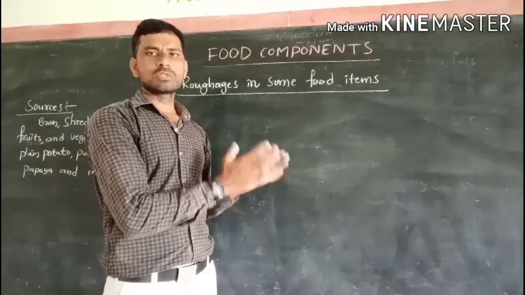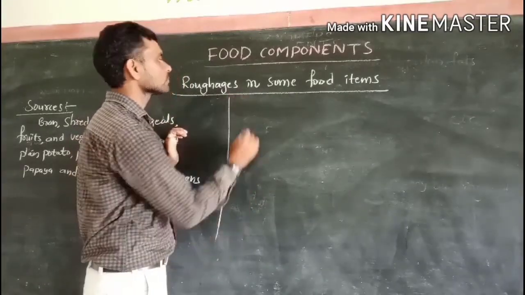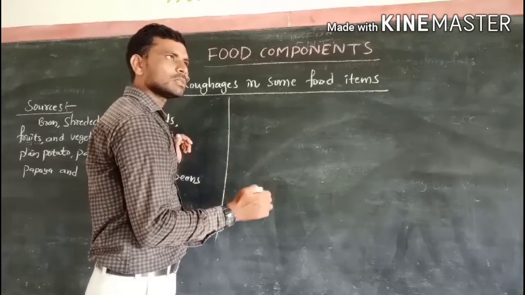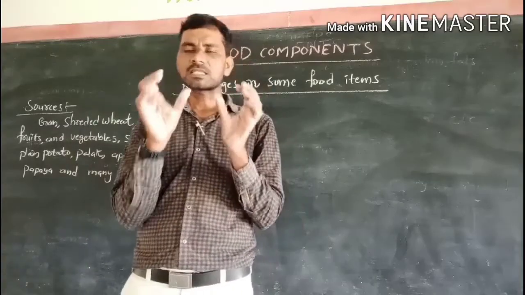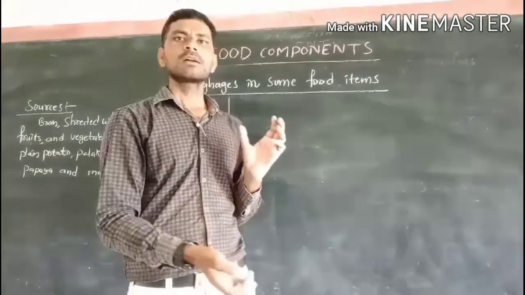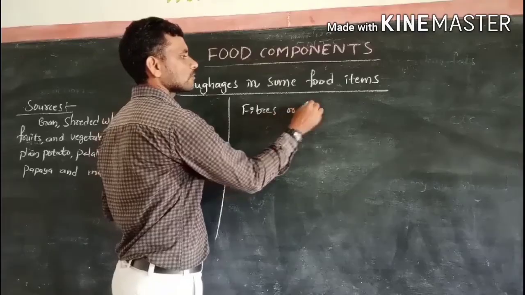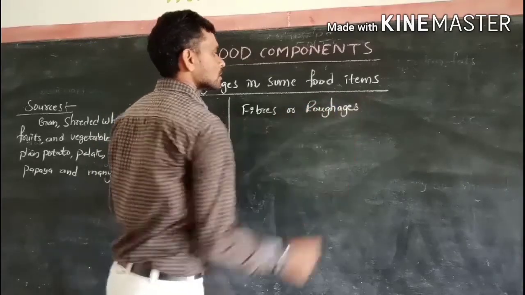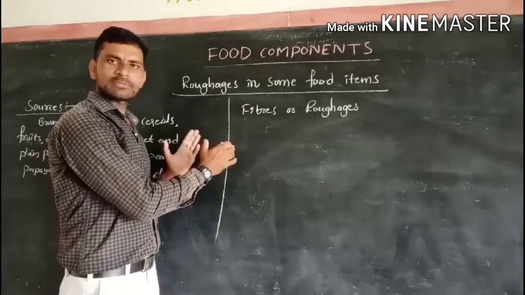So what is the use of these components? You can collect some lady's finger and ridge gourd. When we break them, thread-like structures appear. They are called fibers or roughages. There are some other sources also. After this is complete, I will explain the function.